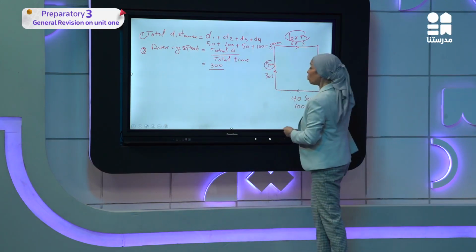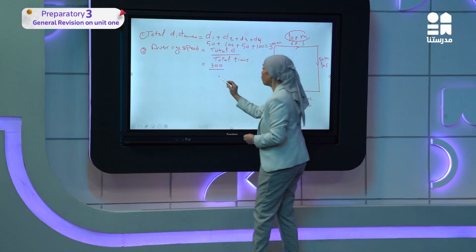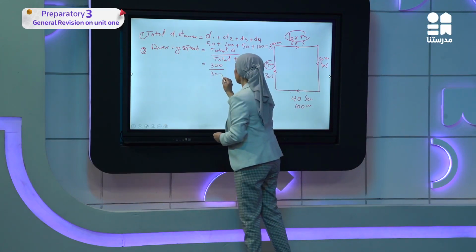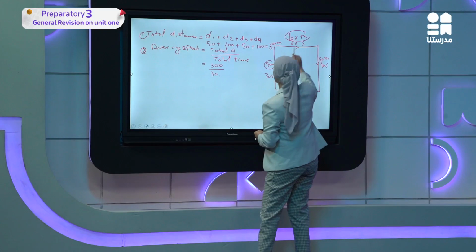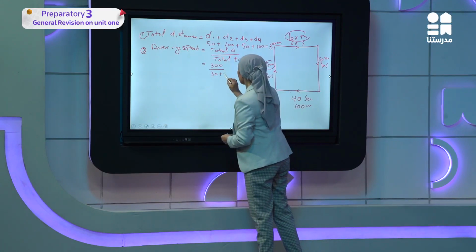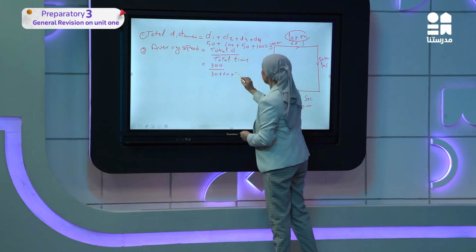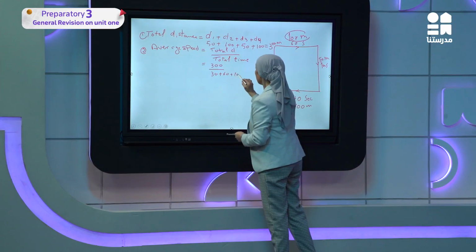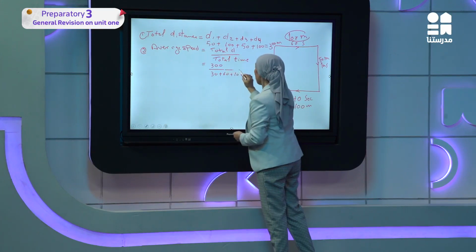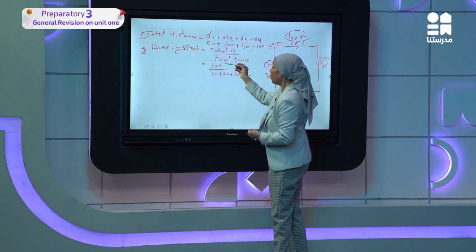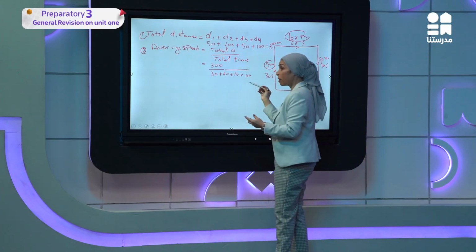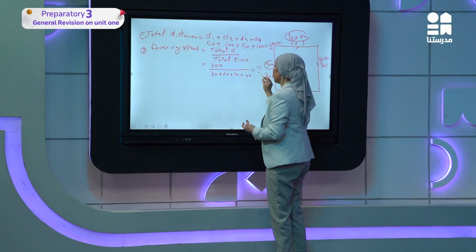I have to calculate the total time here, which is time 1, 30, plus time 2, 60, plus 10, plus 40, and then I'm going to divide. 300 divided by all these numbers, so I get the result very easily.